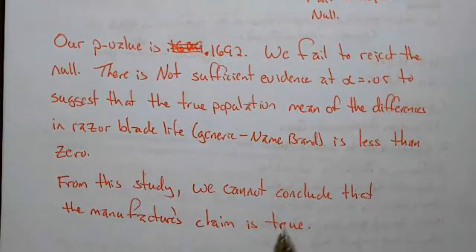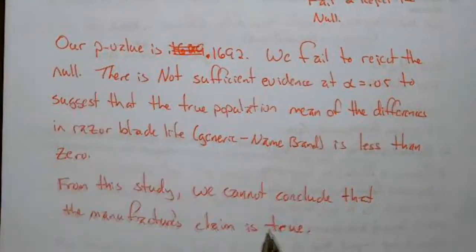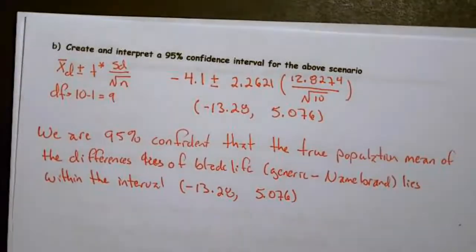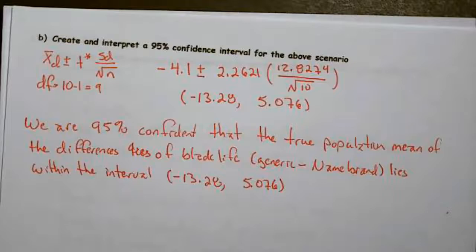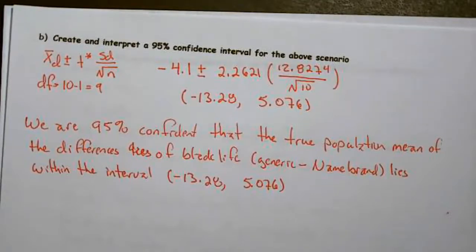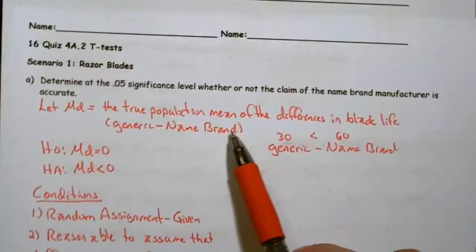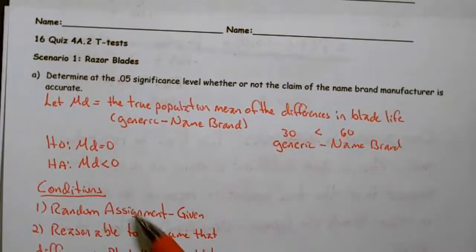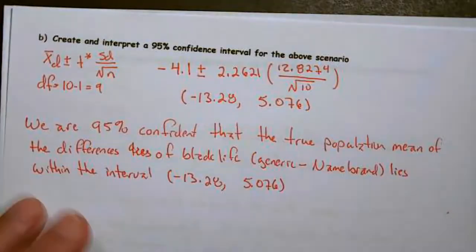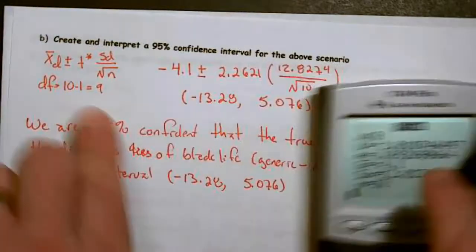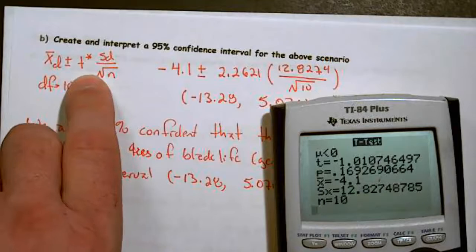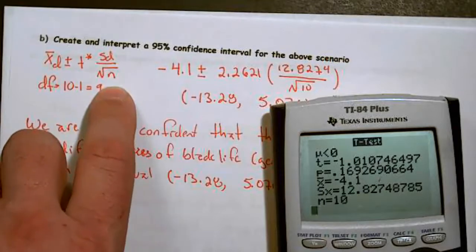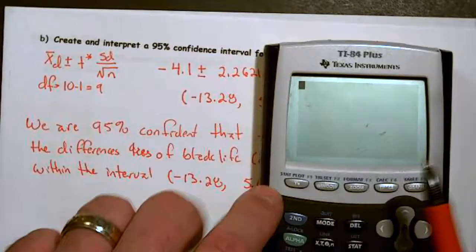All right. So that takes care of part A. Then we have part B, and it says create and interpret a 95% confidence interval for the above scenario. Well, we already have mu d equals the true population mean of the differences. So we've already done that, and we've already done our conditions, so we don't need to redo those. And when I do that, once again, I write my formula, x bar d plus or minus t star SD divided by the square root of n. So let's go ahead and get our t star.